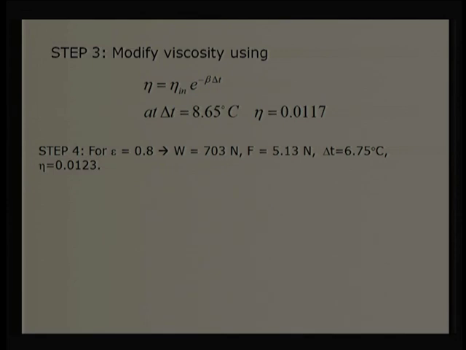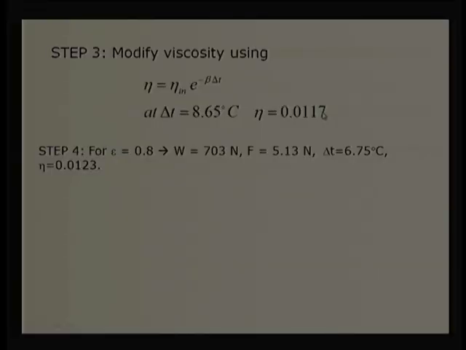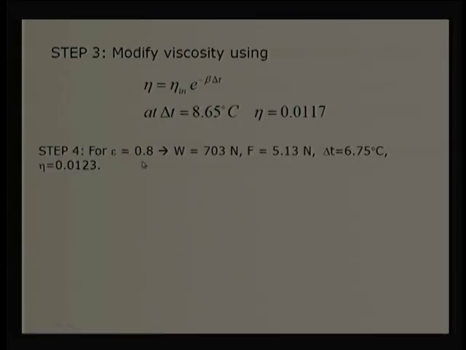In our calculation earlier, we assumed 15 millipascal second. So, almost 20 to 30% change in viscosity. Now, we need to substitute this viscosity in the load. Say for epsilon equal to 0.8, with the modified viscosity we get W as 703 Newton. Earlier we got 900, applied load is 600, 50% variation, but after incorporating this viscosity change, we get W as 703 Newton, which is still higher than the applied load.